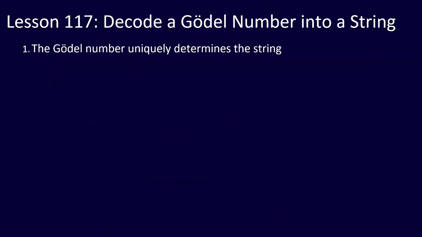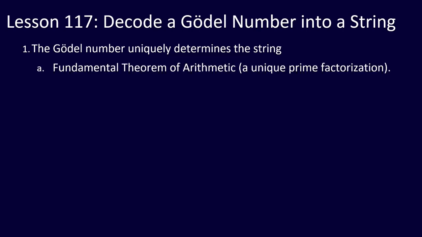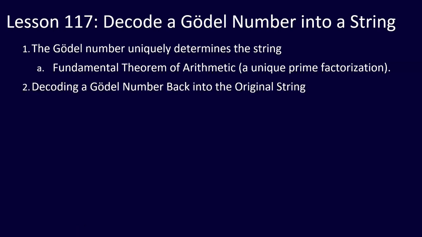Actually, one thing we need to check is that the backward computation can uniquely determine a string because of the fundamental theorem of arithmetic, meaning that any positive integer can be uniquely factorized into a product of primes. Maybe it's easy to understand the essence, but a little difficult to prove. Okay, let's go on. Based on this fundamental theorem of arithmetic, we can uniquely determine a string from a Gödel number. So how can we do that?